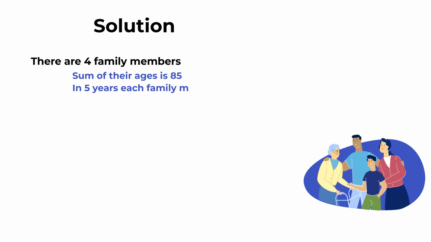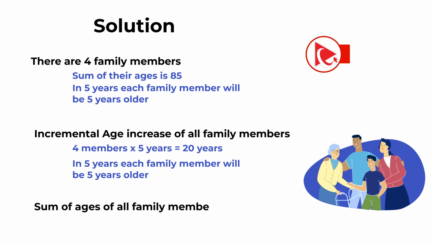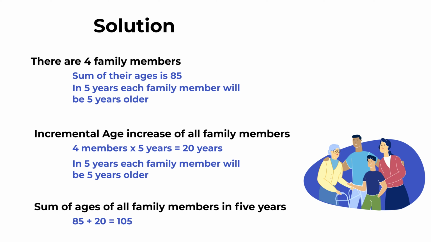So incremental age increase for all family members can be calculated as 4 family members multiplied by 5 years equals 20 years. So sum of the ages of all family members in 5 years can be calculated as 85, which is original sum, plus 20, which is the incremental age increase, and would be equal to 105. So the correct choice here is choice D, 105.